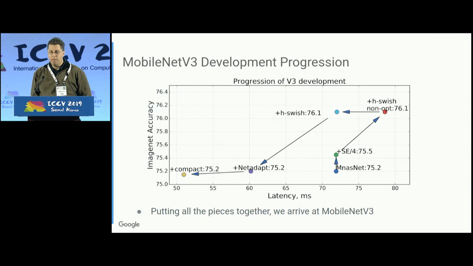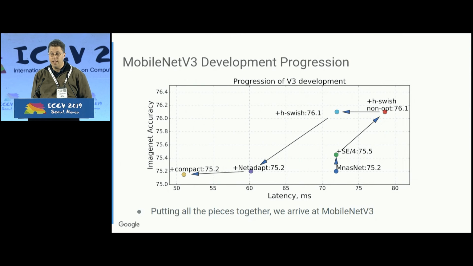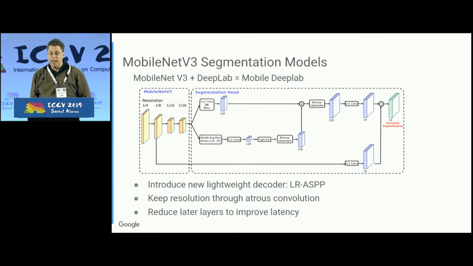So we introduced a number of new pieces. This is the path to MobileNet v3. We start with the MnasNet search, and by expanding squeeze and excite a little bit, we get some additional accuracy. Introducing h-swish, unoptimized, gets accuracy at a cost of latency. Once we make it optimized, we recover that latency. The next step is to apply NetAdapt, going faster latency-wise at a little cost for accuracy, and then the compact last layer is essentially a free latency improvement. So this is the path for v3.